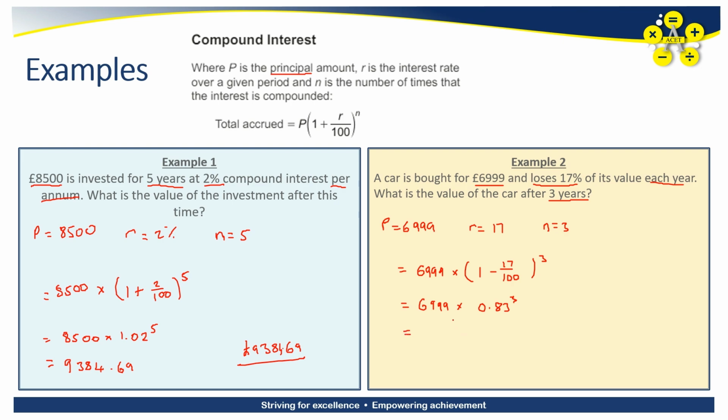Into your calculator that again goes, so 6,999 times 0.83 to the power of 3 gives me the answer 4,001.937213. I'm going to write my whole calculator display. Now, like I said, in terms of money, we only round to 2 decimal places. So I'm going to say £4,001 and 94 pence. Okay.